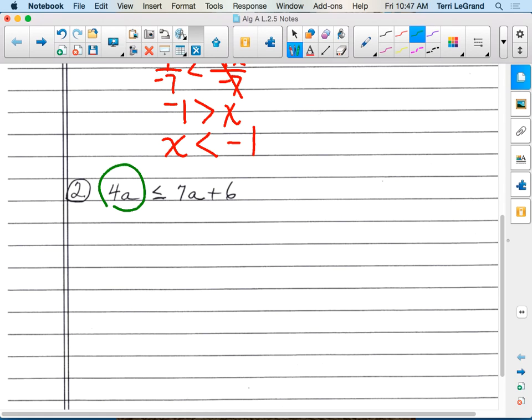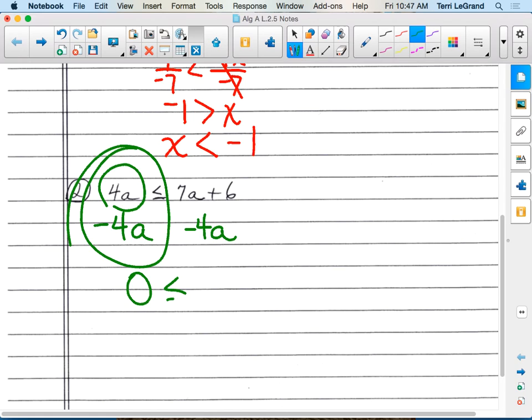But if you choose to move the 4a, we would subtract 4a from both sides. What happens over on this side? There's nothing left. Does that mean we just let something else come over there? What is 4a subtract 4a? 0. So we would put a 0 here. And then we would keep going. There's nothing wrong with this. 0 is a legitimate number.